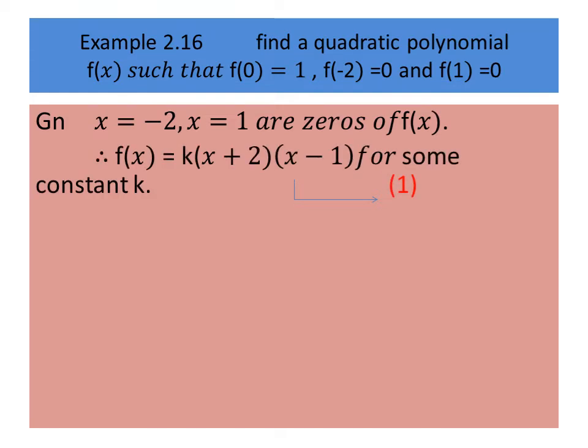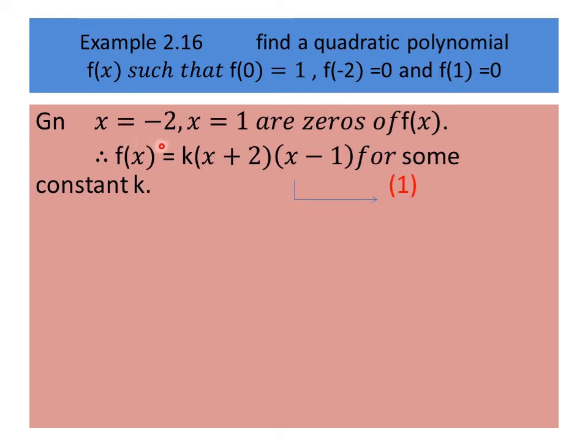Example 2.16. Find a quadratic polynomial f of x such that f of 0 is equal to 1, f of minus 2 equal to 0 and f of 1 equal to 0. Okay. So you have to find the quadratic polynomial and these three values are given.